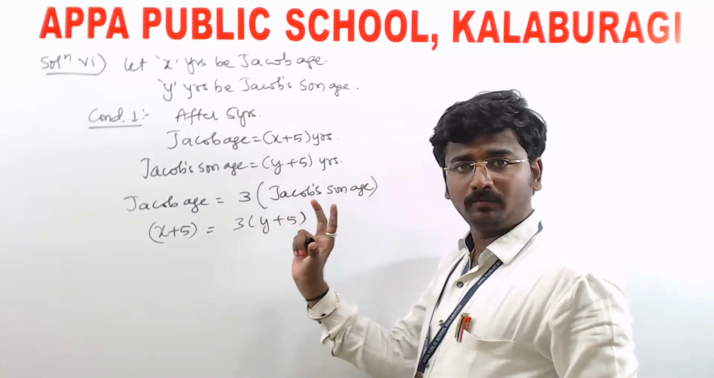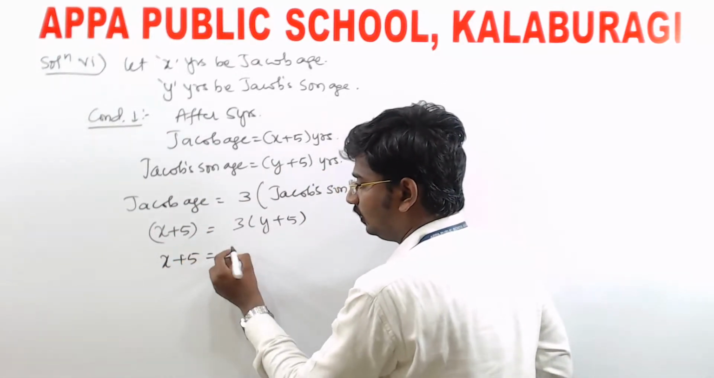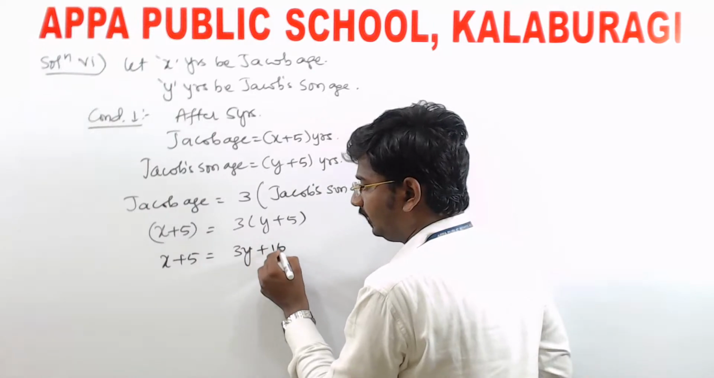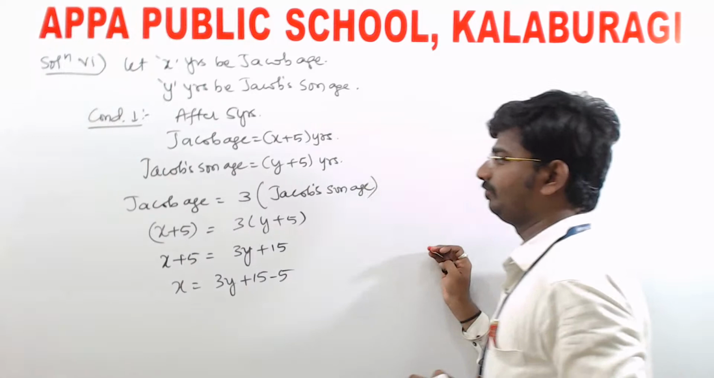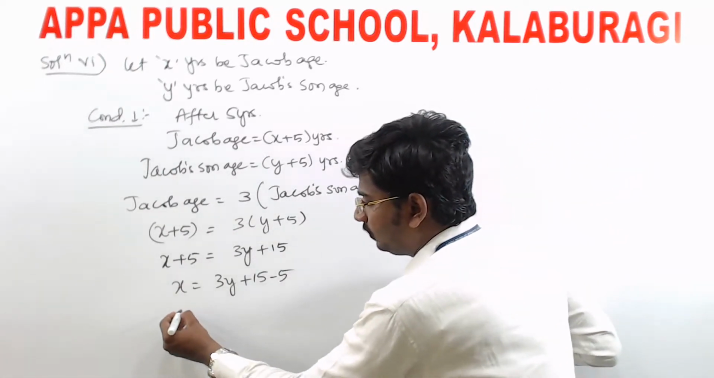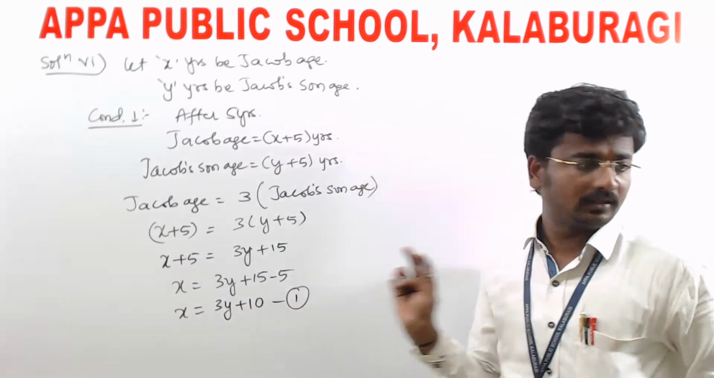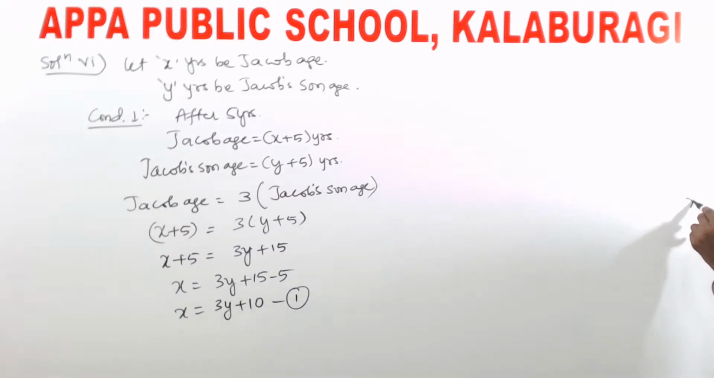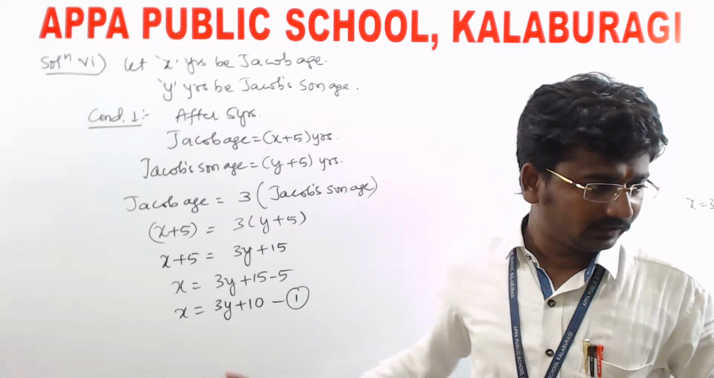Now same as last problem, we'll multiply, we'll keep as usual. x plus 5 is equal to 3y plus 15. x equal to 3y plus 15 minus 5. So that would be now x equal to 3y plus 10. Is this equation correct? Check somebody. x is equal to 3y plus 10. Am I right? If yes, I will go for the next procedure. Condition 2. Yes, sir. Okay.